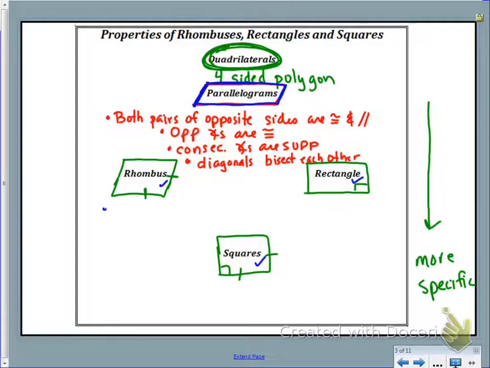We're going to think about it as it has all of the traits of a parallelogram, but it also has four equal sides. So not only are opposite sides congruent, but all four sides are congruent. I think of a rhombus as a square that got pushed over. So we have a rhombus with four equal sides. A rectangle now is a parallelogram. So everything we just stated about a parallelogram is still true. In addition to that, it has four right angles.